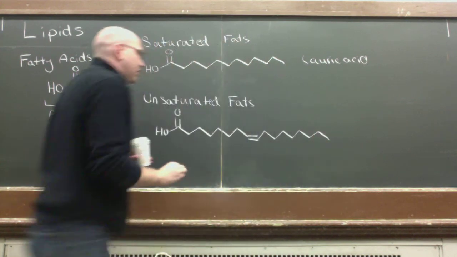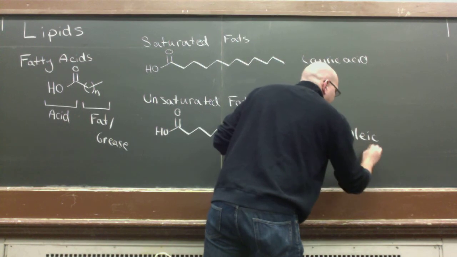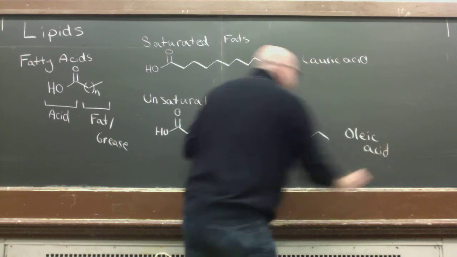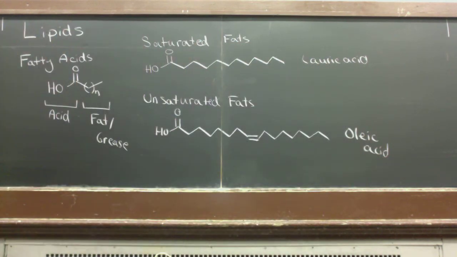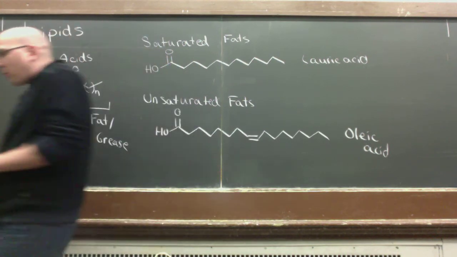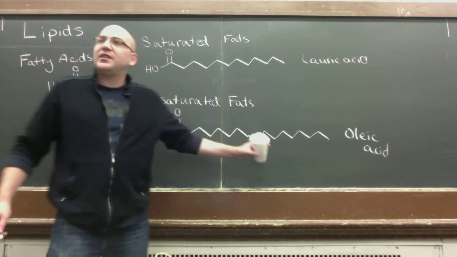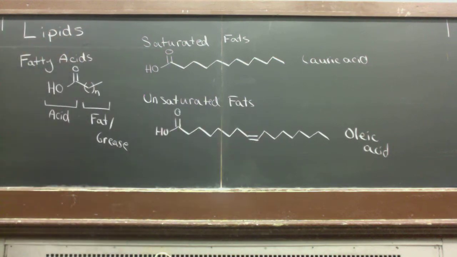Okay, so this would be oleic acid. And again, this is just sort of two different kinds. You can have molecules, we'll discuss one later on, that has multiple alkenes and so forth, but that would be an example of an unsaturated fat. Now you'll notice the double bond in this is a cis double bond.